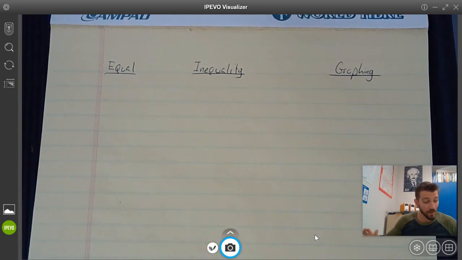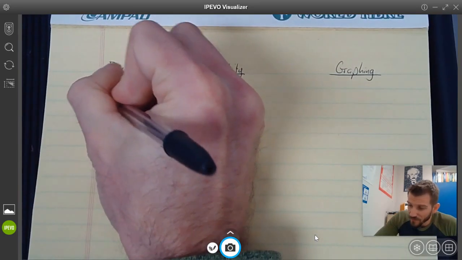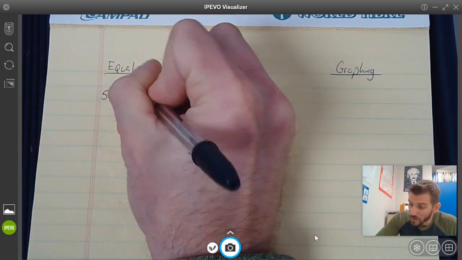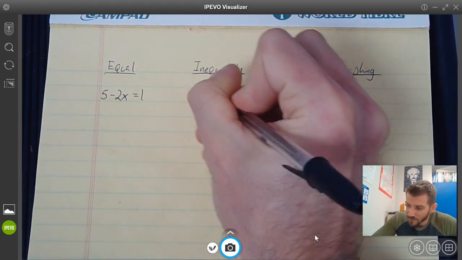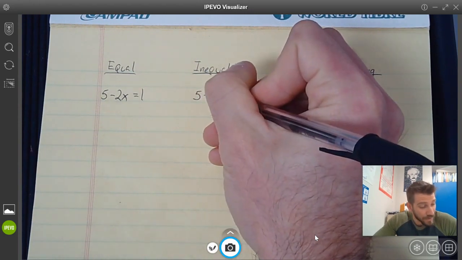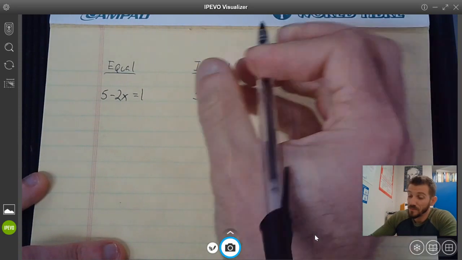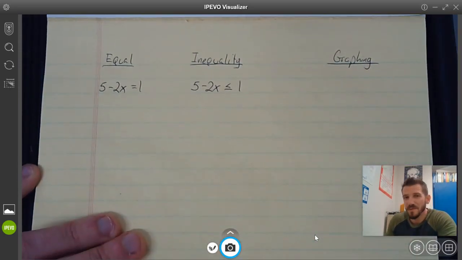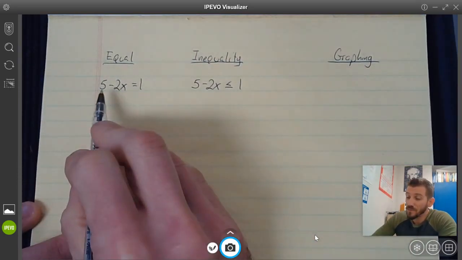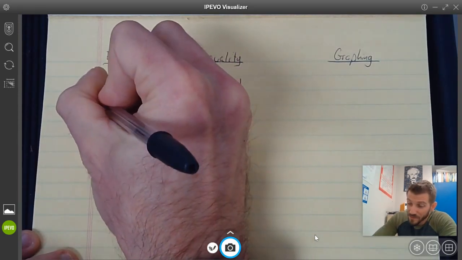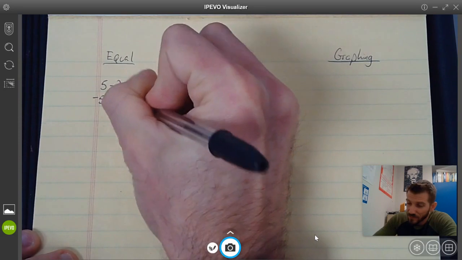Number 4. We have 5 minus 2x is equal to 1. And 5 minus 2x, we're going to compare it to less than or equal to 1. So here we go. A little bit tricky on this one, but how do we get rid of the plus 5? That's all by itself. We get rid of that by subtracting 5 from both sides.